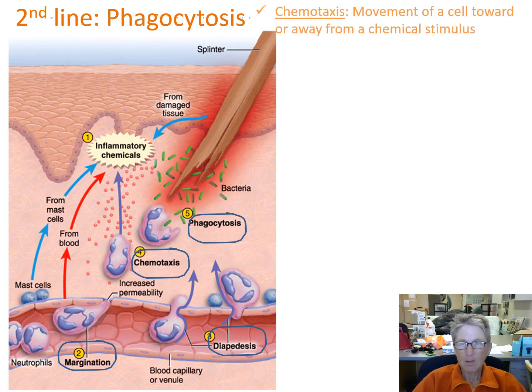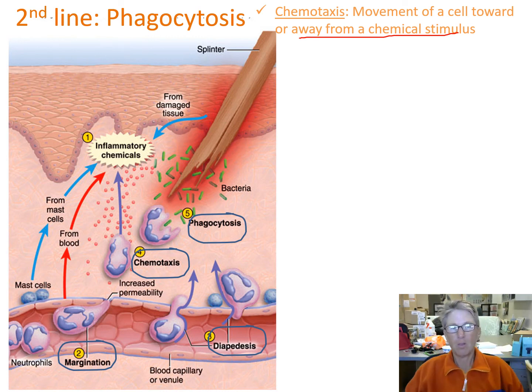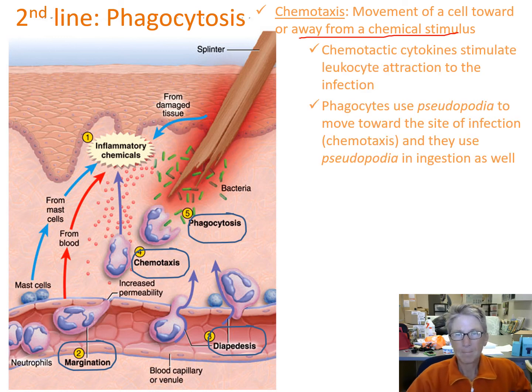So chemotaxis is movement of a cell toward or away from a chemical stimulus. In this case, in inflammation, the phagocyte is moving toward a chemical stimulus. There are chemotactic cytokines that stimulate leukocyte attraction to the infection. The cytokines include interleukins, TNFs, etc. And they're chemotactic because they form this chemotactic gradient, and the leukocytes or white blood cells can walk along that gradient and find the battlefield.